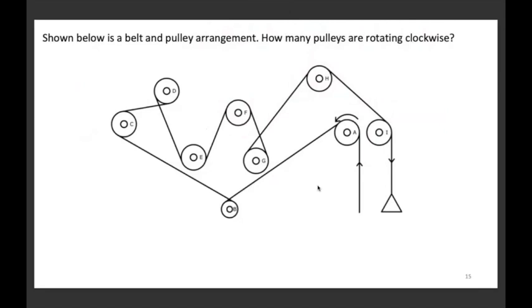Shown below is a belt and pulley arrangement. How many pulleys in this arrangement? They rotate clockwise. In this case, we are already given that a load is applied, in which case this rotates clockwise, and then finally the pulley A will rotate anti-clockwise direction. But we have to identify in between whatever pulleys are there. Of these pulleys, how many? Total number of pulleys will rotate in clockwise direction in the complete diagram.